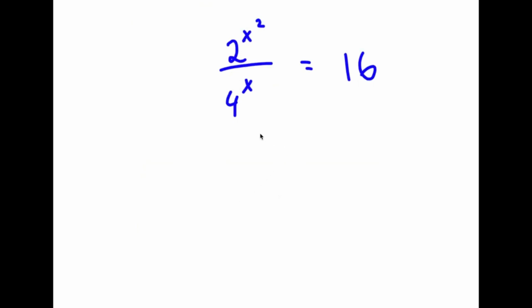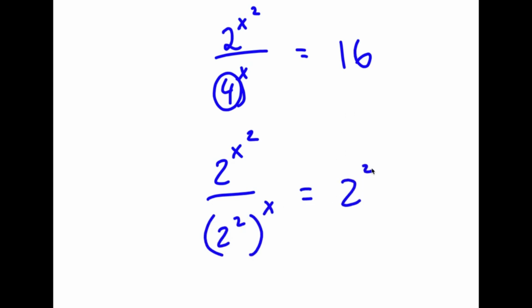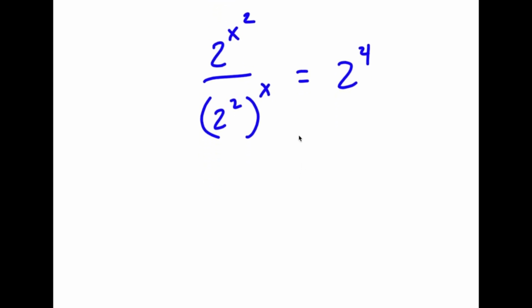Alright, so in this problem, I have 2 to the power of x squared over 4 to the power of x is equal to 16. So what I'm first going to do is rewrite 4 here as 2 squared. So now I have 2 to the power of x squared over 2 squared to the power of x is equal to 16. I'm going to rewrite 16 as 2 to the power of 4. Now this is the same thing as 2 to the power of x squared over 2 to the power of 2x is equal to 2 to the power of 4.